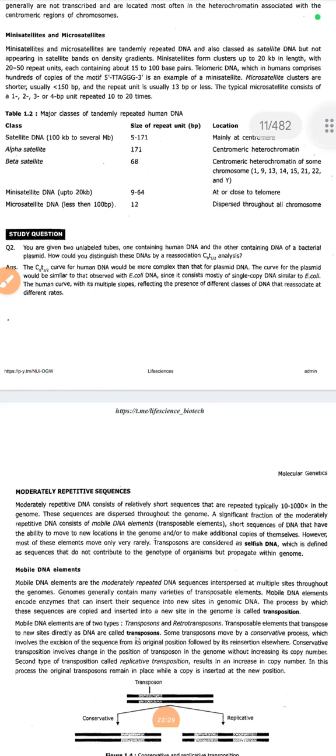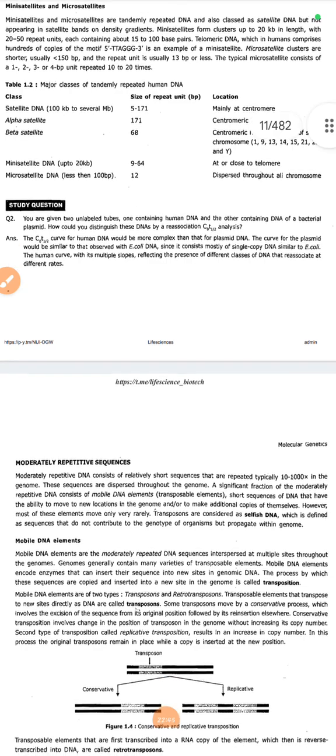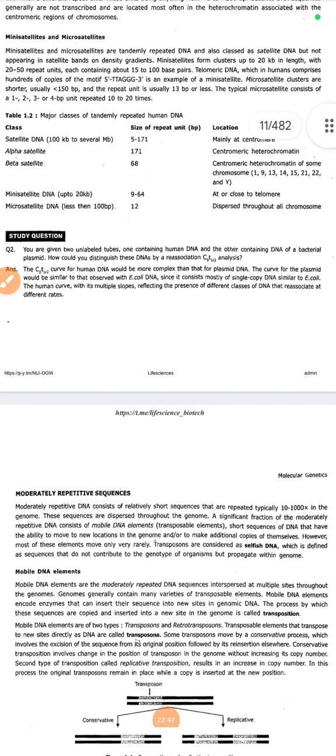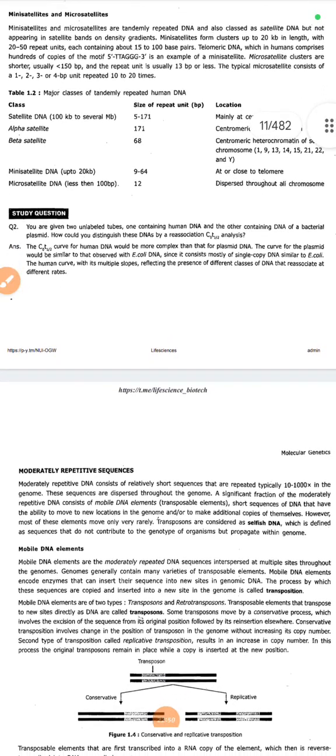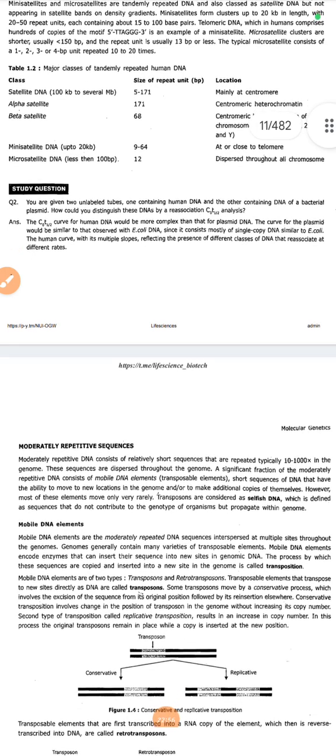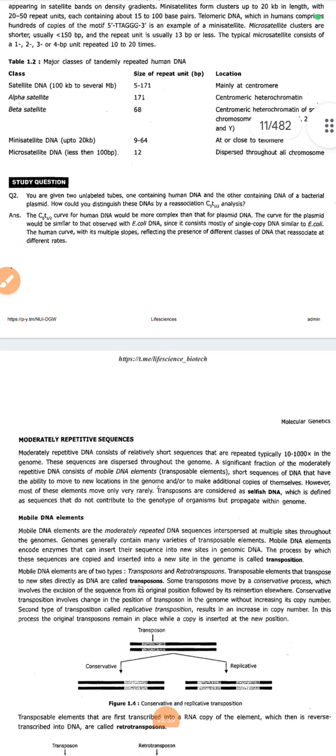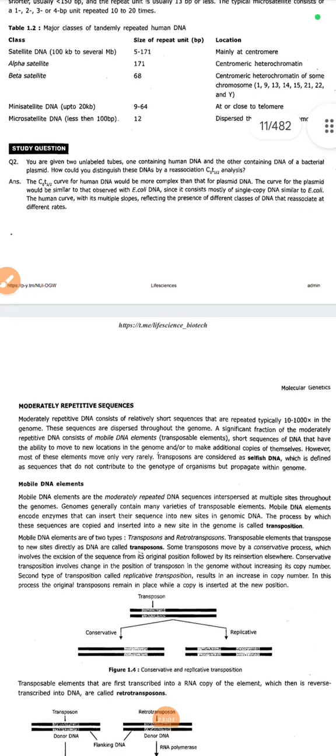Then there is alpha satellite, which has a repeat unit size of 171, very big. Then beta satellite is 68, smaller. Alpha satellite is generally at the centromeric heterochromatin. Beta satellite is at the centromeric heterochromatin of some chromosomes, with limited availability. Mini satellites are bigger, with a 9 to 64 base pair repeat, and they are closer to the telomere. And microsatellites are 12 base pair and are dispersed throughout.